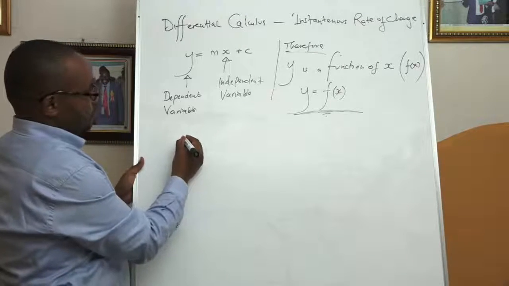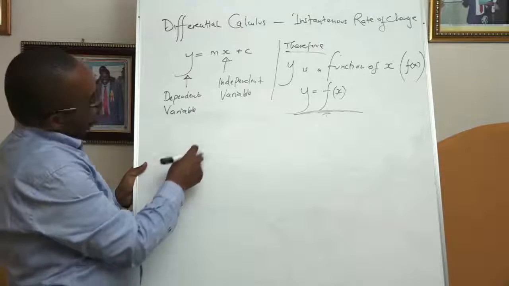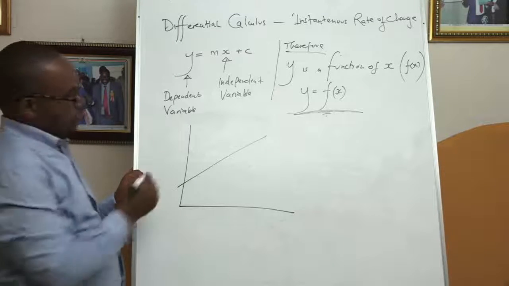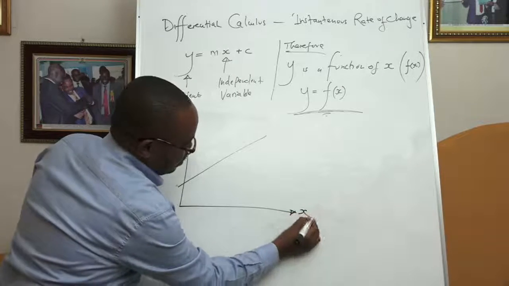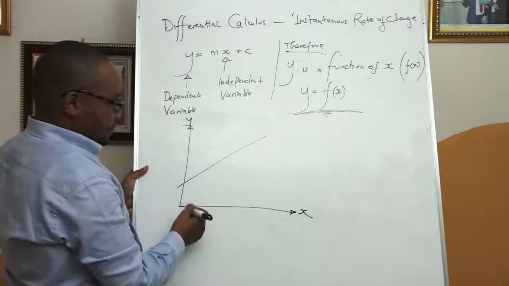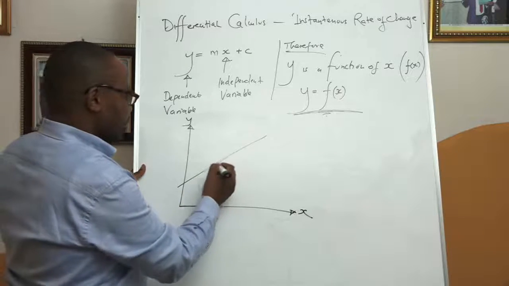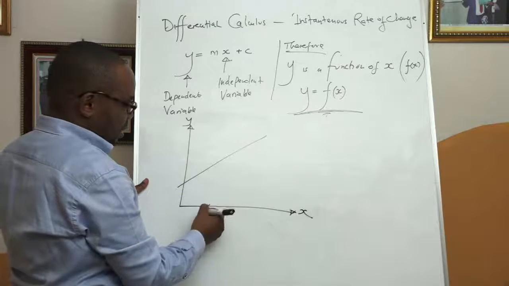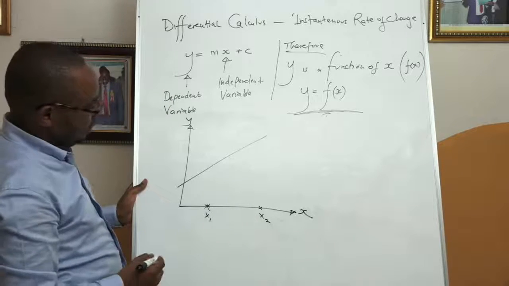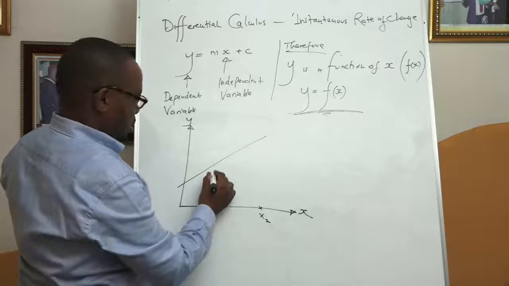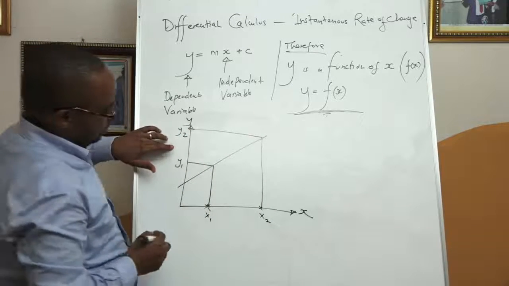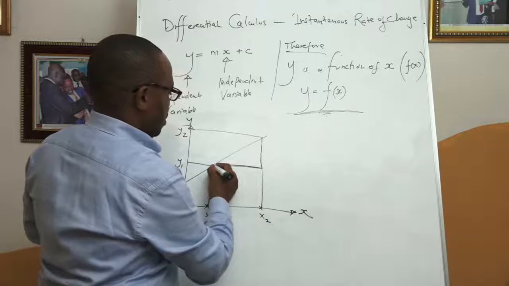And remember, therefore, when we have y is equal to mx plus c, and we have a straight line, this is y, this is x. When you have a straight line, a linear line, if we want to determine the gradient of this line, you just pick two points, call this x1 and this x2. At x1, y is y1, at x2, y is y2, because we are determining the gradient of that line.